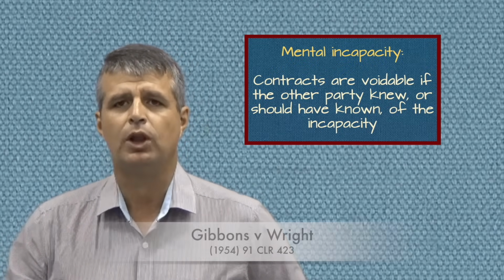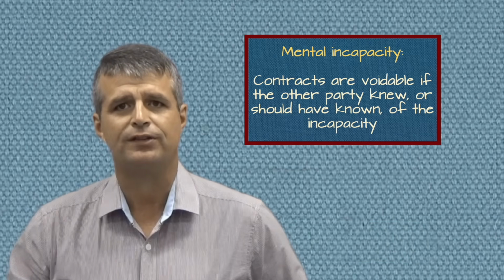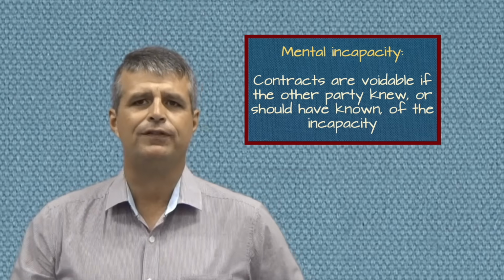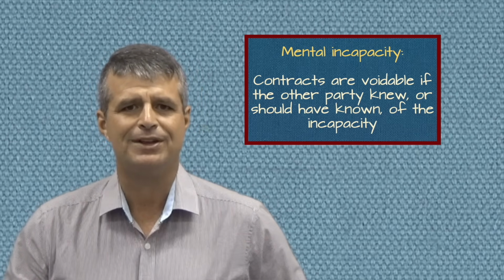So much for children. What about people with diminished mental capacity? Again, there's no rule against such people entering into contracts. However, the contracts will only be enforceable by them, not against them. The contracts are voidable. A warning though, this rule only applies if the other party knew or ought to have known that they had a mental incapacity.